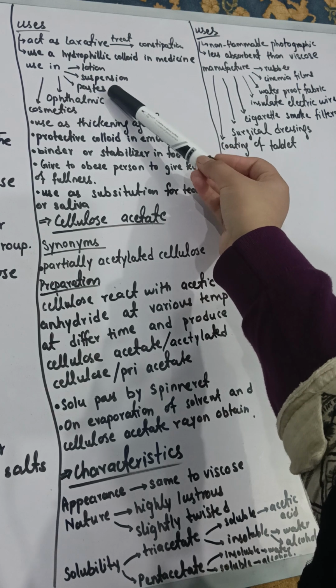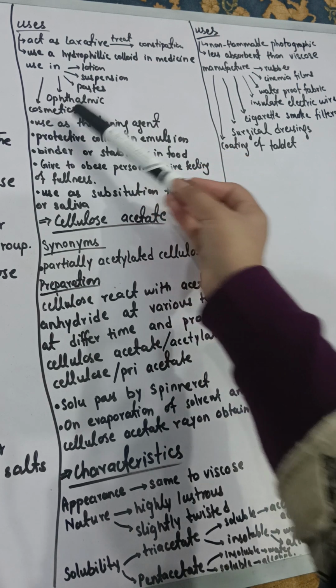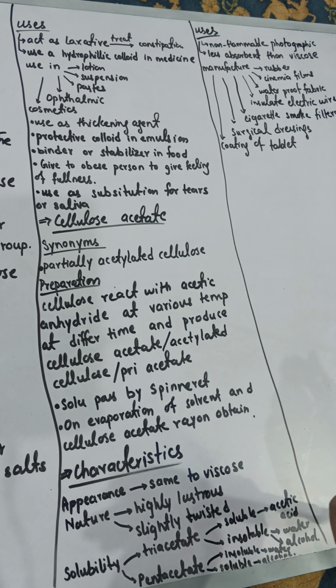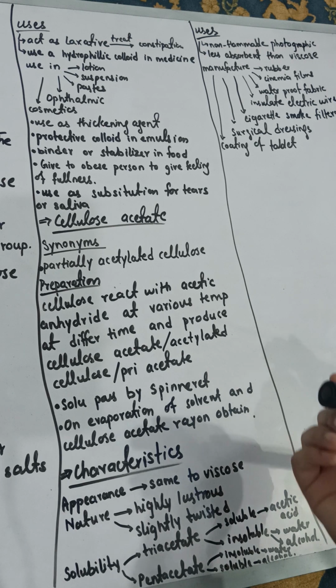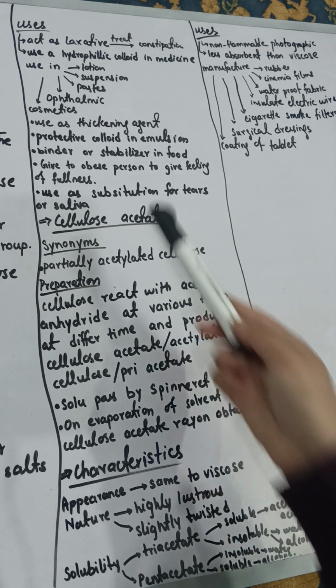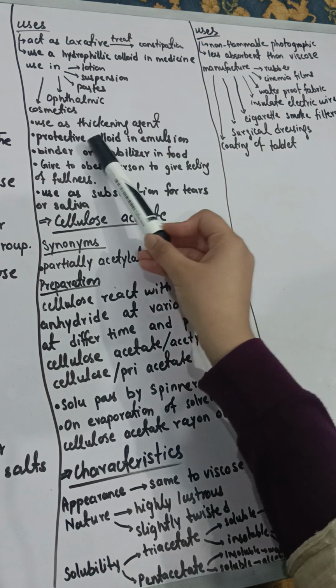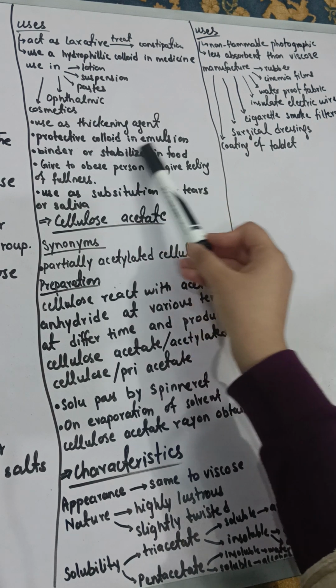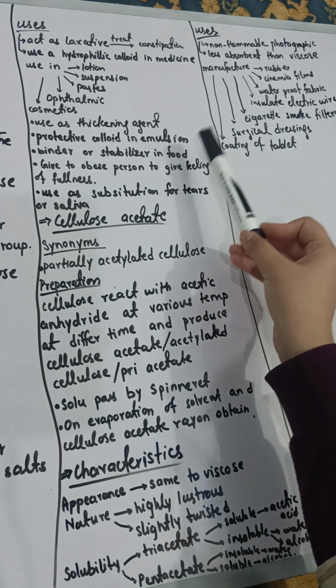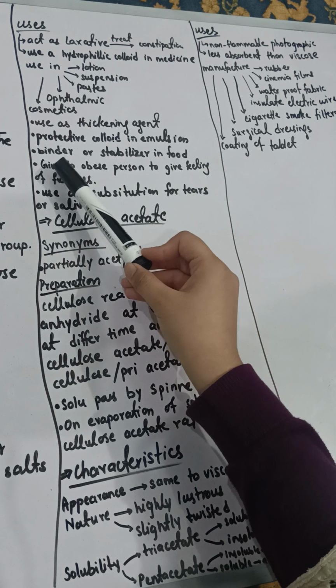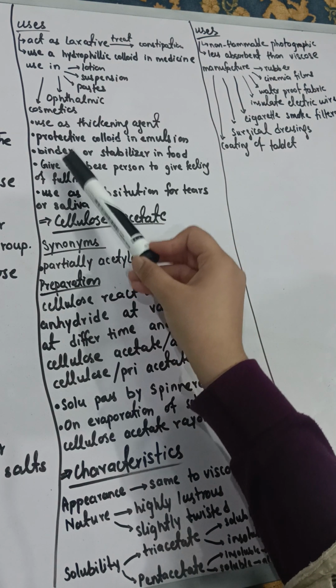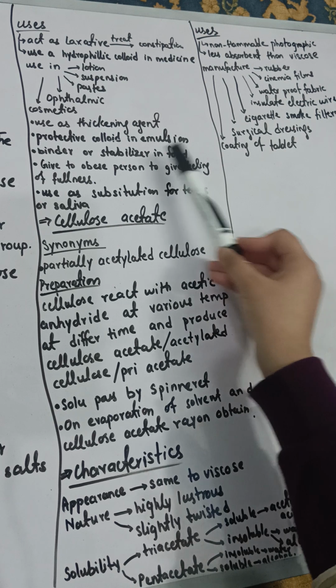They are also used to make pastes, ophthalmic solutions, and cosmetics due to their hydrophilic colloid-like nature. After that, it is also used as a thickening agent. It is a protective colloid in emulsions, so various kinds of emulsions are also prepared with it. It acts as a very good binder and stabilizer in food.